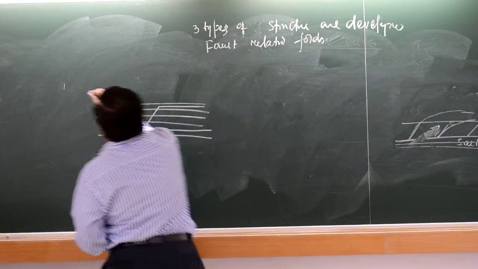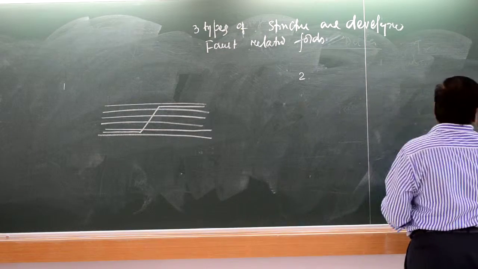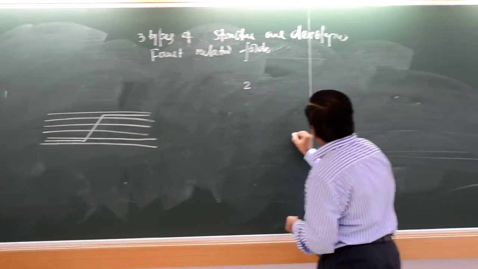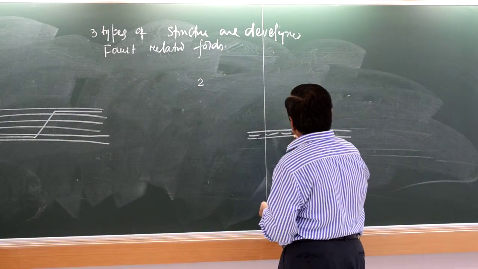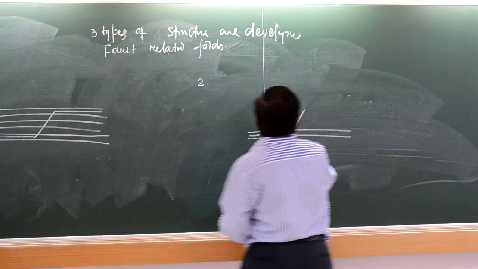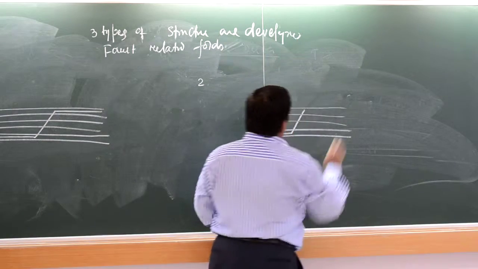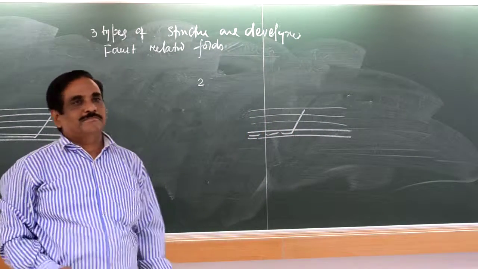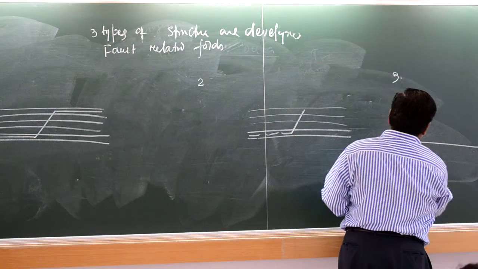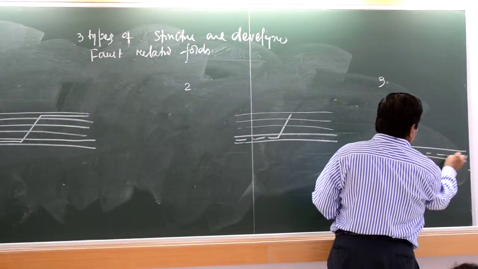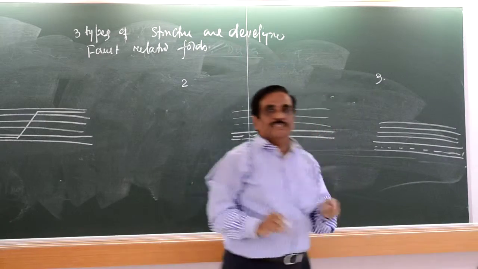Now, second type of situation is something like this. You have salt bed, thrust develops there, it rises like this into the plastic rocks. But there is no salt bed at the top. Third one is something like this. There is salt bed in which the thrust develops, but it is not going out. Three situations.